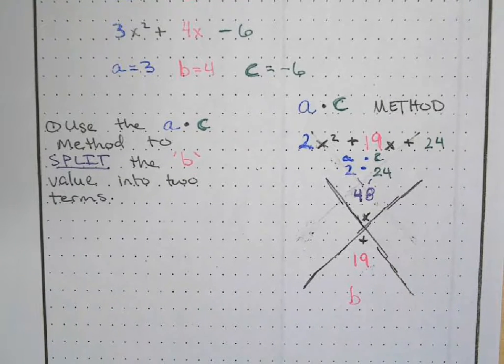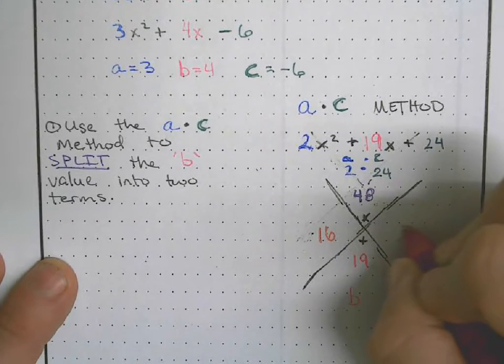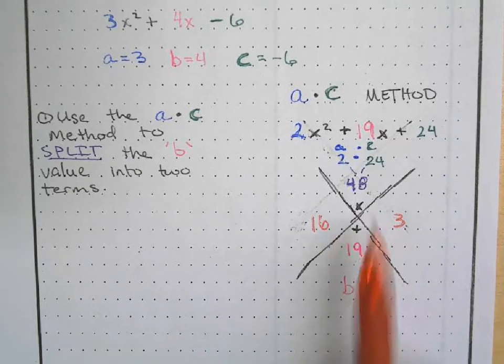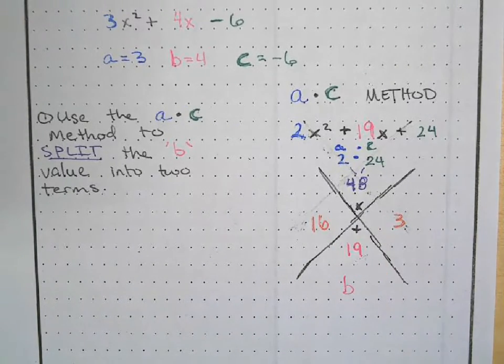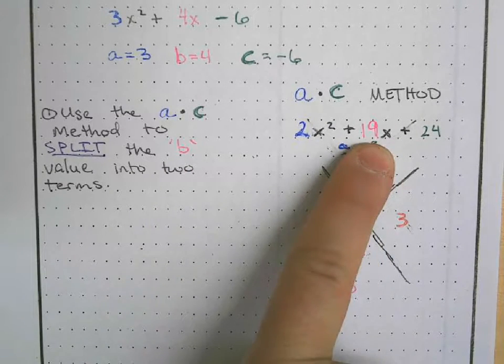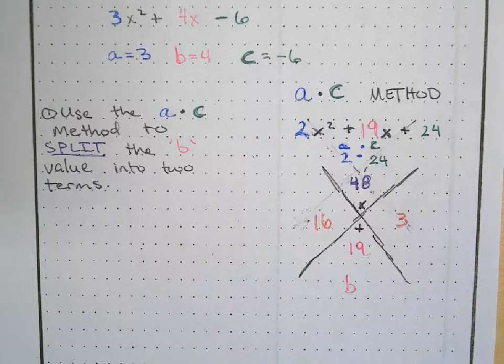So you go through all the different multiples of 48, and what we'll find is that we end up with these two values, 16 and 3. 16 times 3 is 48, and 16 plus 3 is 19. Now, we use the AC method, and now we're going to split our B term. We're going to split that 19 using these two numbers. So this is how that will look.